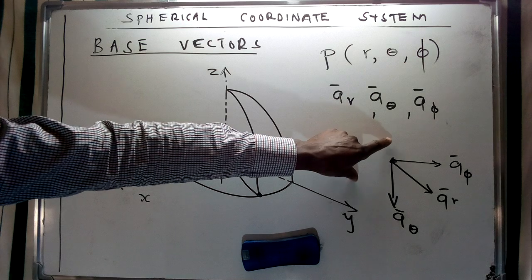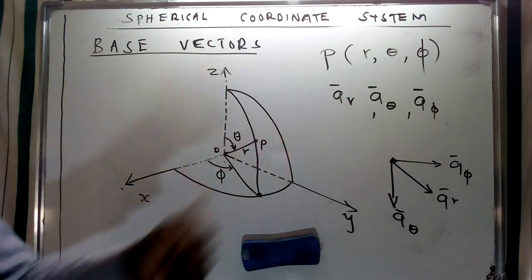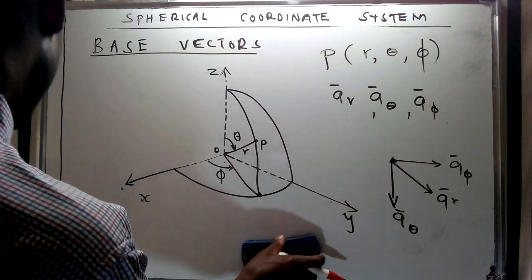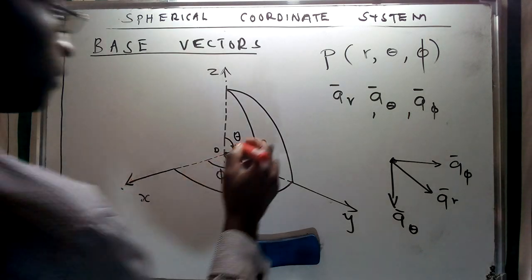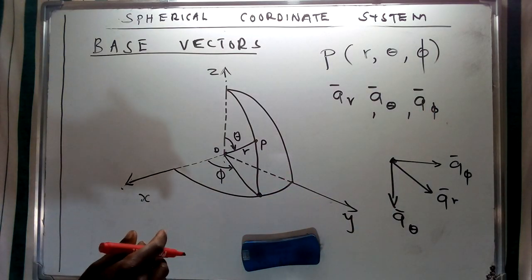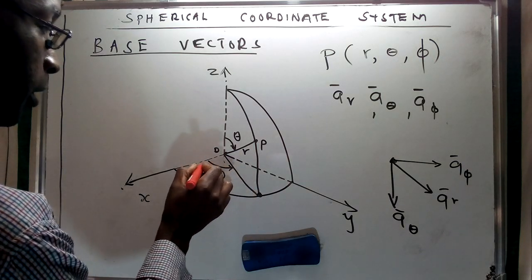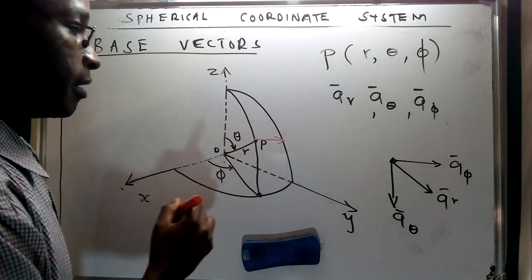Trying to interpret these vectors at this particular point P, we're going to see that specific orientations are assumed at that point. Let me use a different color and see whether it's more legible. Suppose we have this specific point. The direction of phi is aligned along the point of extension of this specific angle, so it lies along this particular direction.